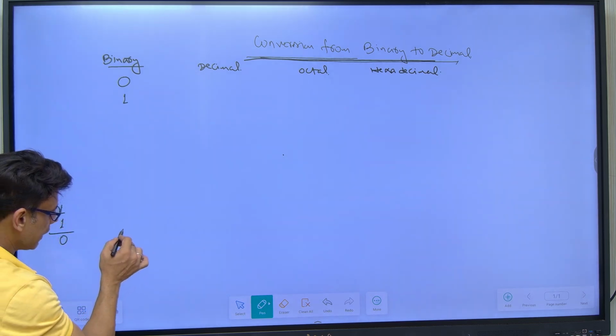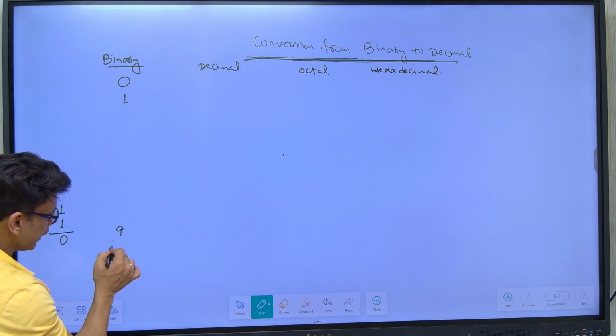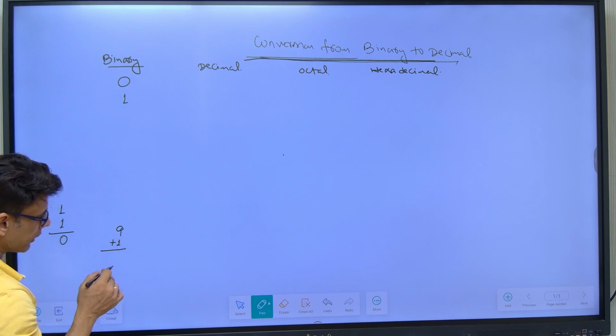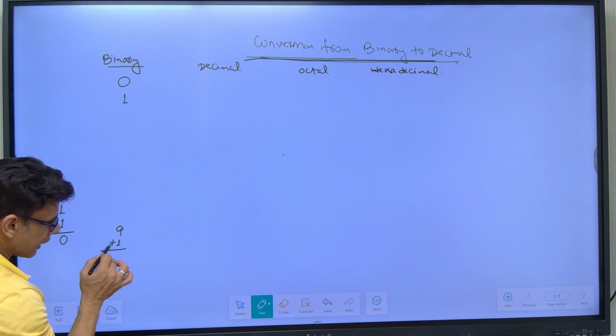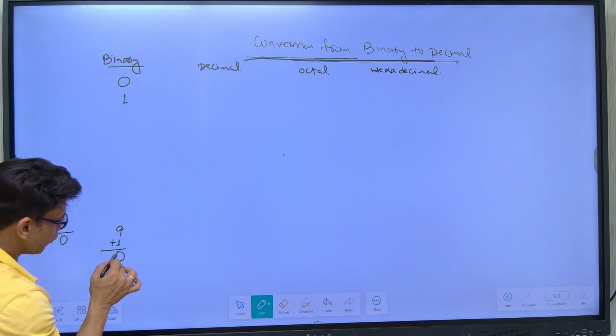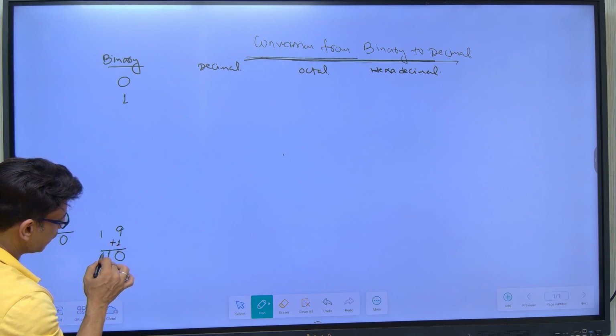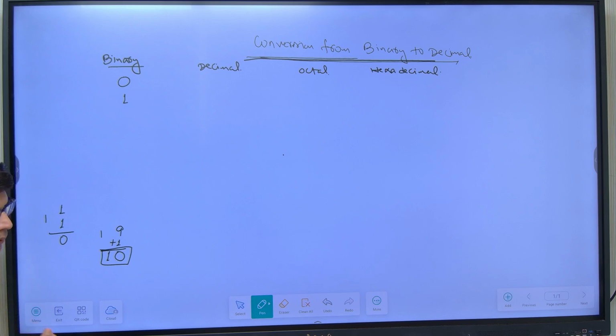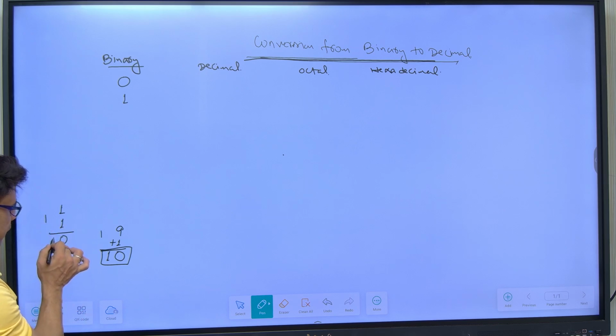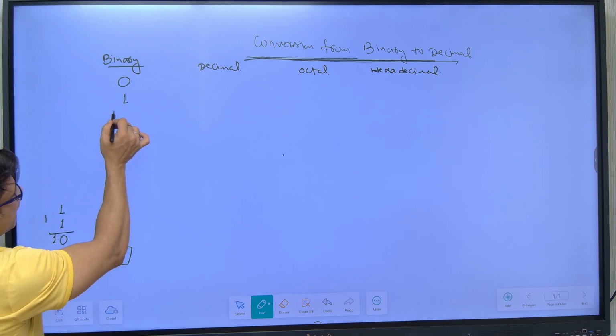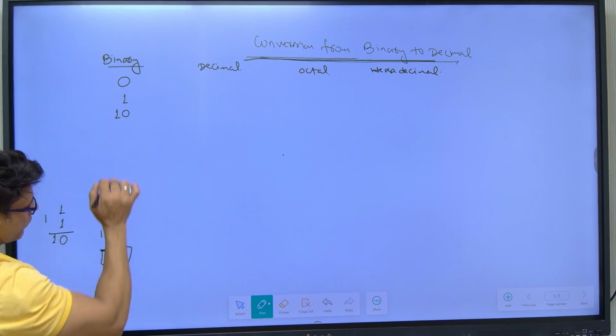Like in decimal, after 9, what do you write? 9 plus 1, you don't write 10, you basically write 0 and 1 as carry forward, and we call it 10 because this is the decimal system we are using. Every time you cannot call 10 as 10, 100 as 100, so that's why I give some name to it. So here 1 plus 1 is 0 and 1 carry forward, which will become 10. So your next number will be 10.